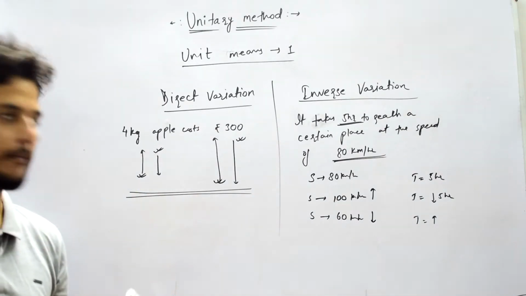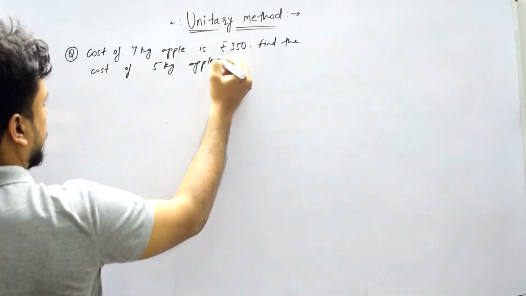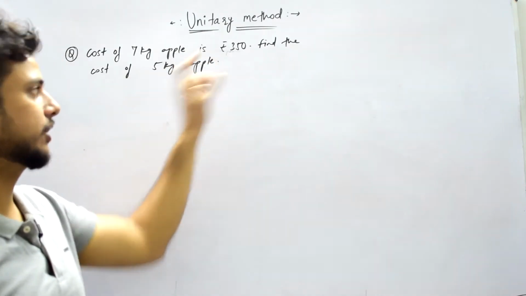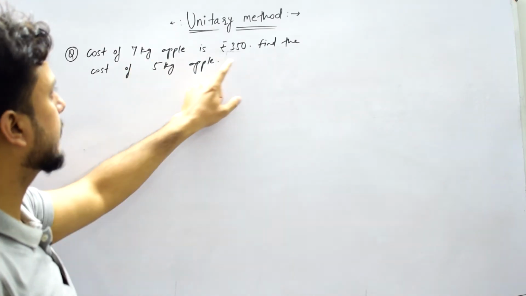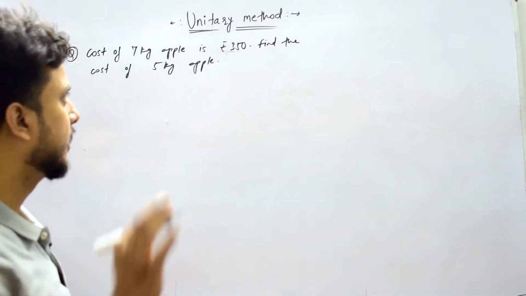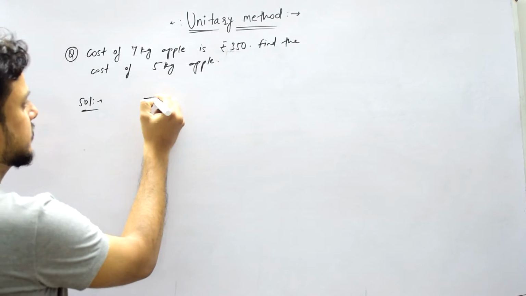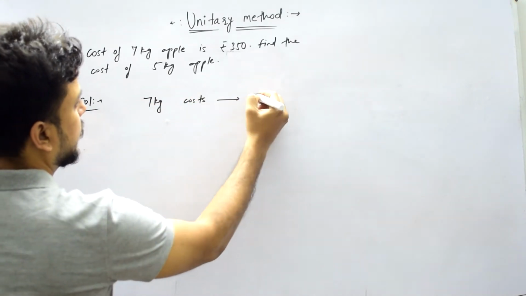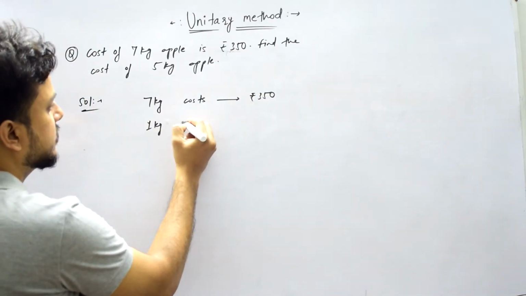Now let us see some examples and we will try to understand each type of variation. This question is a question of direct variation. The question says that the cost of 7 kg apple is 350 rupees. Find the cost of 5 kg apple. Now see, first of all we'll start like this. Solution: 7 kg costs how much? Rupees 350. So 1 kg costs how much?